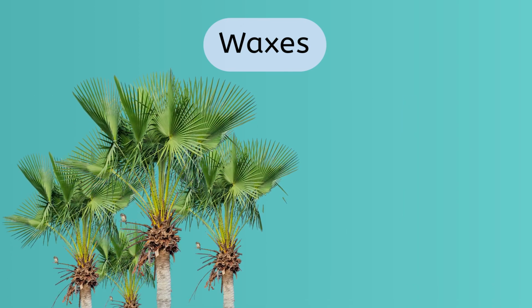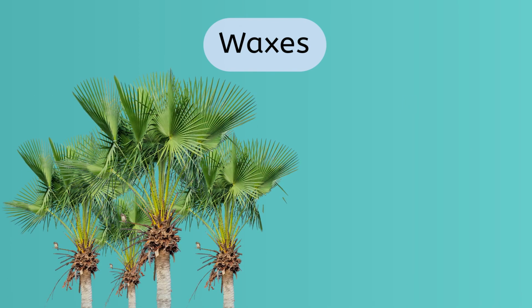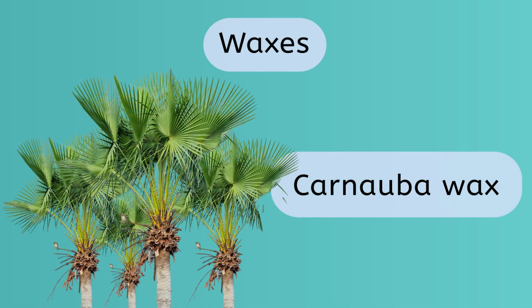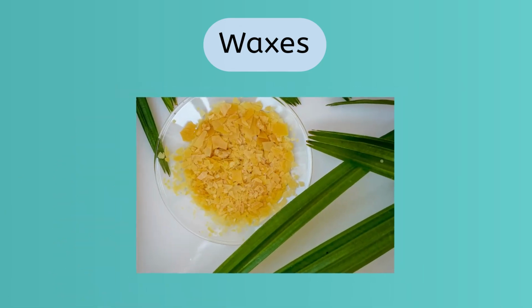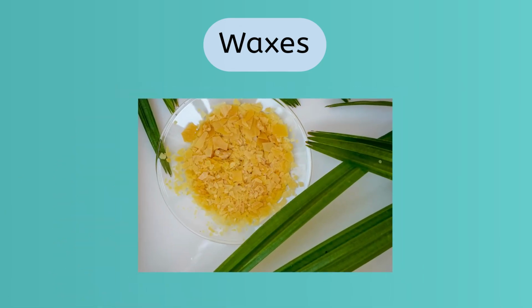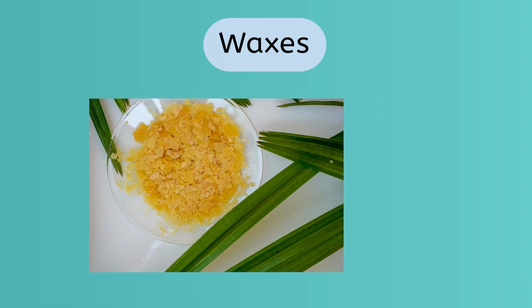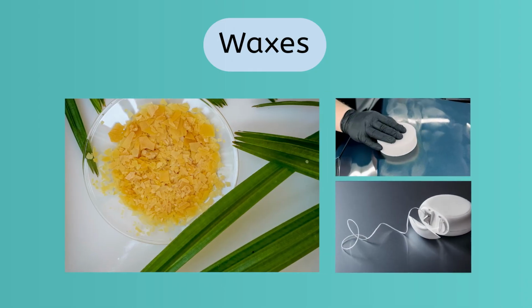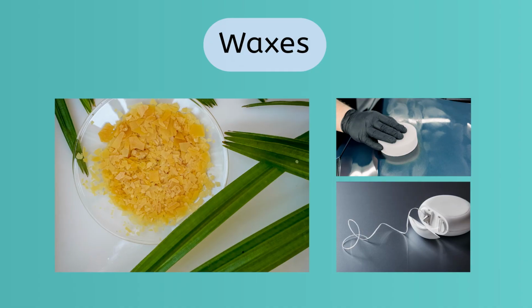Many plants also have waxy coatings to prevent them from losing water. One example is the carnauba palm tree. The waxy coating on carnauba palm fronds prevents the leaves from drying out. But the trees are not the only ones who benefit from this wax. Humans collect carnauba wax and use it to polish cars, coat dental floss, and much more.